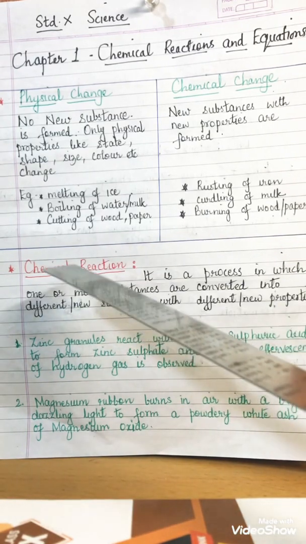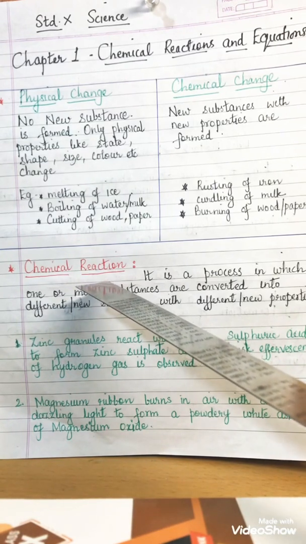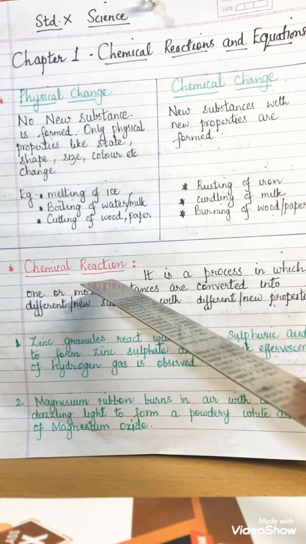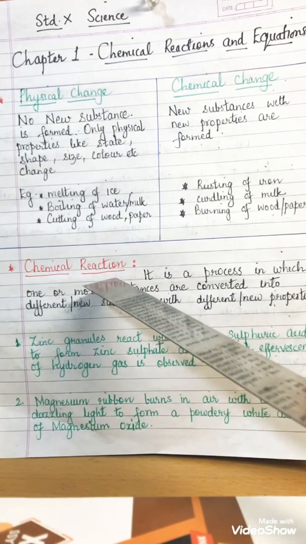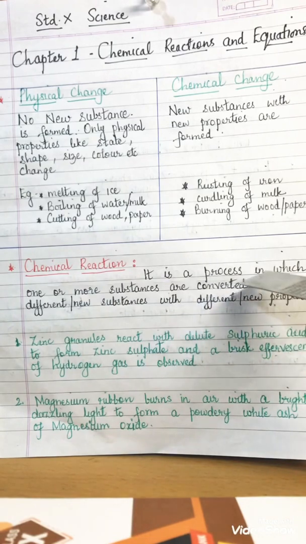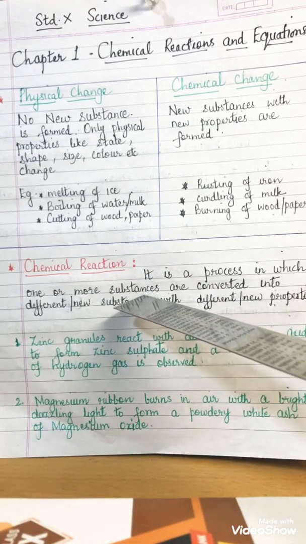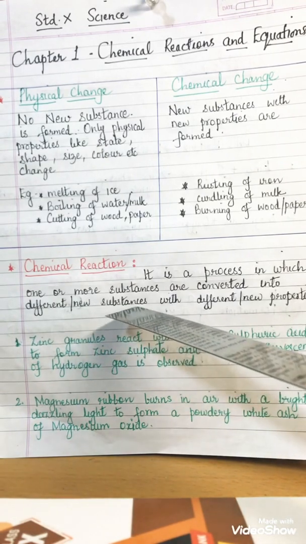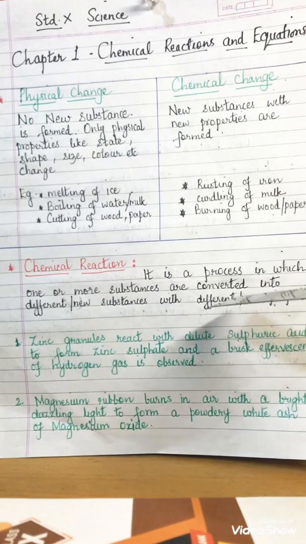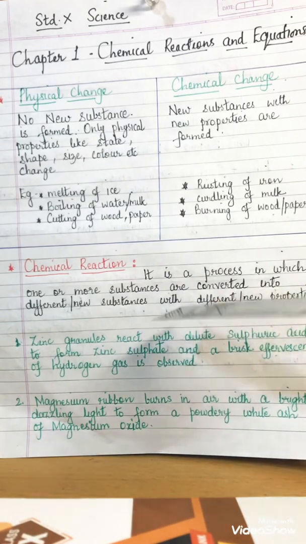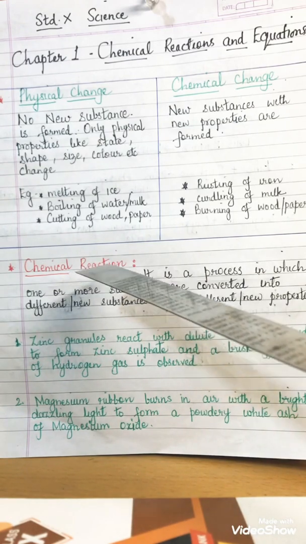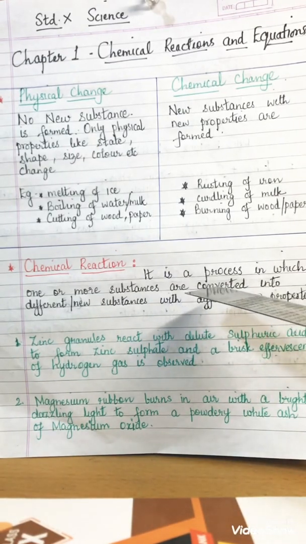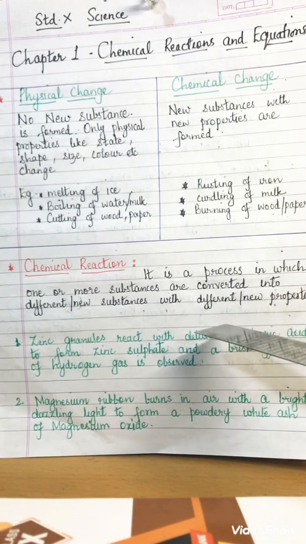Now let us come to chemical reaction. In simple terms, a chemical reaction is a chemical change. So a chemical change can also be called a chemical reaction. So we can define a chemical reaction as a process in which one or more substances, which are known as the reactants, are converted into different or new substances with new properties. And these new substances are called products. So in simple terms, we can say in a chemical reaction, the reactants convert to products, and the properties of products are different from the properties of reactants.